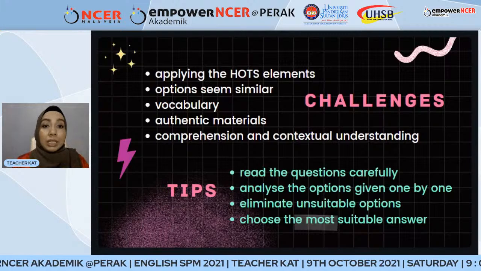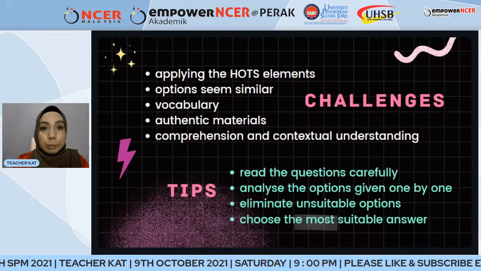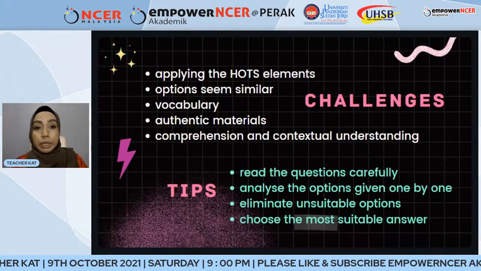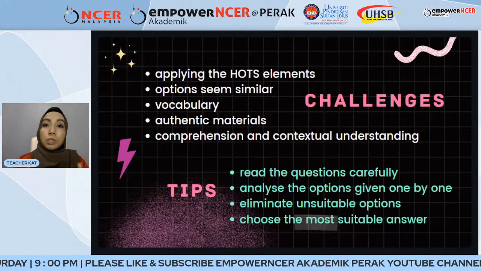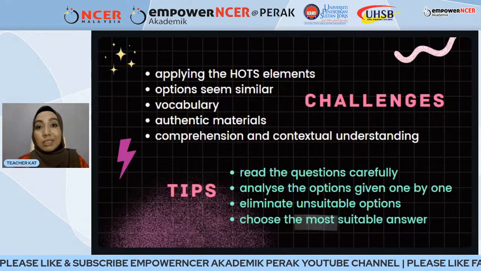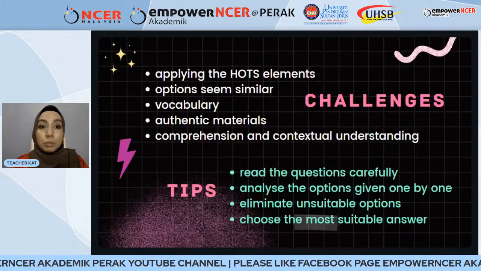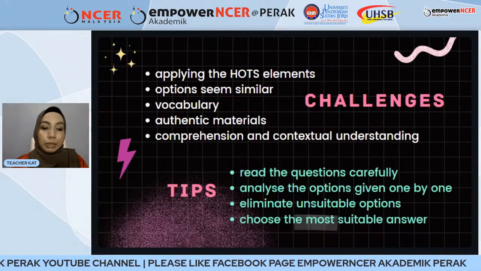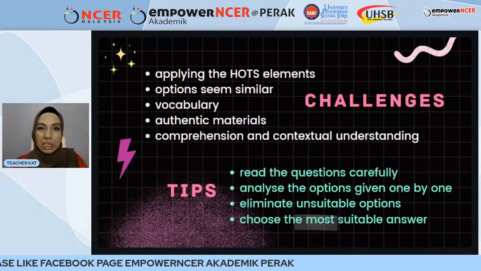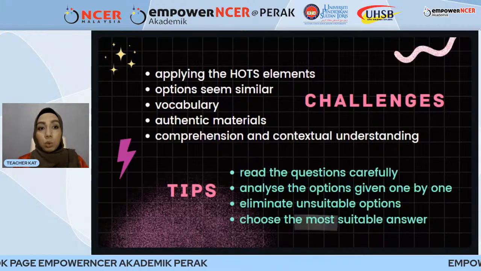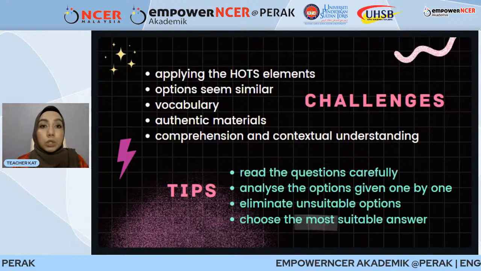Okay, the second challenge is that options may seem similar, all of the options given. In short text, there are three options given, and all the three options might seem similar. So it means that all the three options may seem correct. You might think, the answer is A. Oh no, the answer might be B. Oh, C also sounds correct. So what you need to do is outsmart your options in order to be able to find the correct answer.